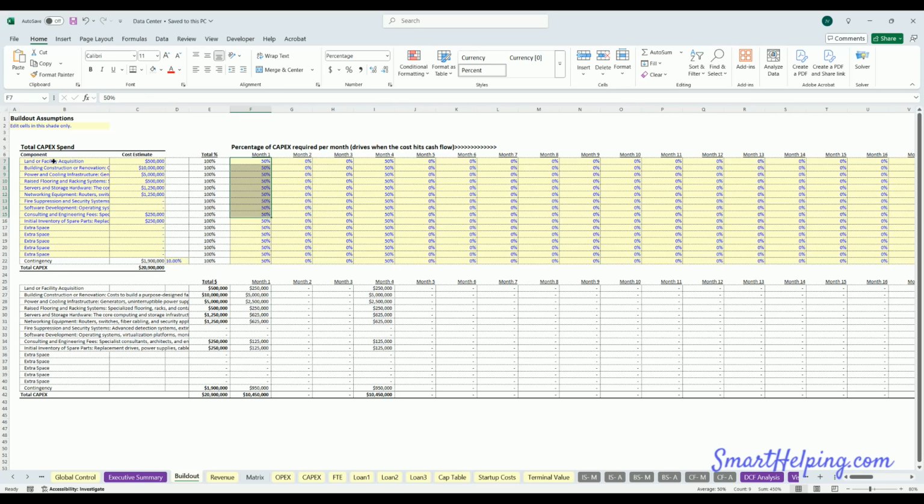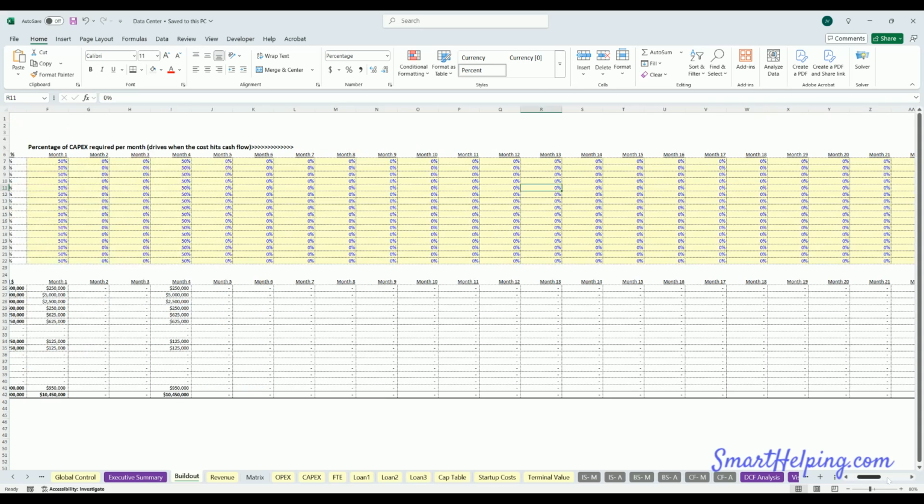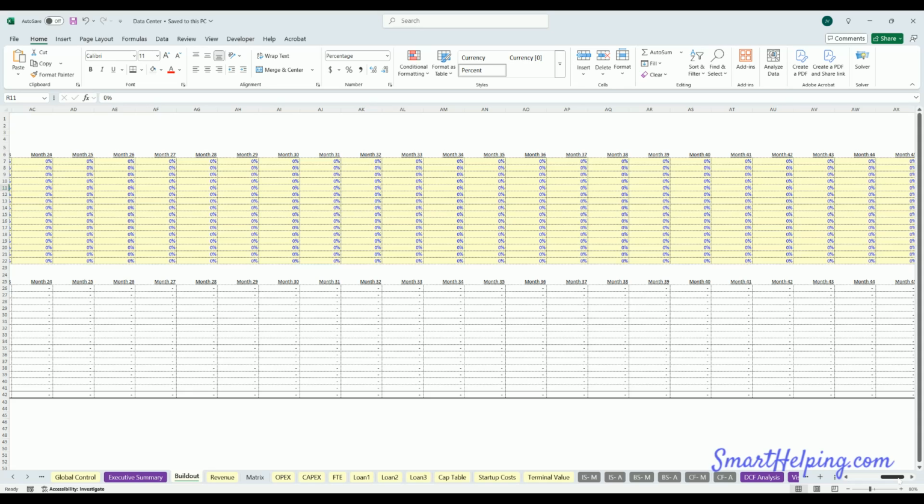You could have one build out. You might have a refresh to keep your components fresh. You might have Capex over time that happens. That's fine. You just put in the entry and define the percentage of that cost that happens in a given month, through up to 48 months.